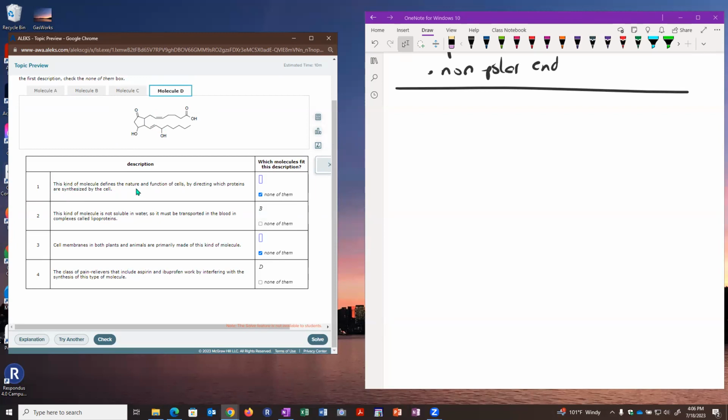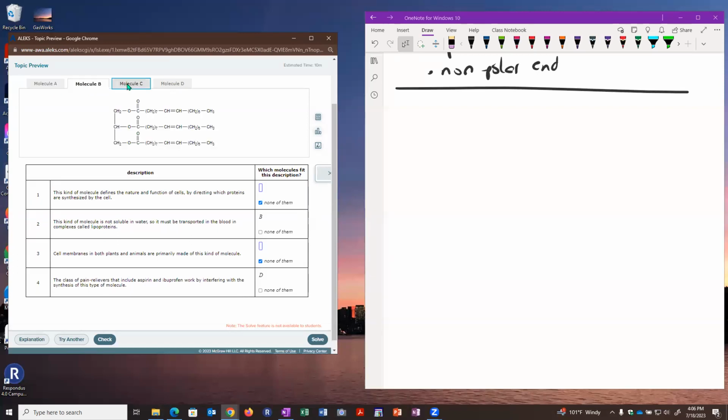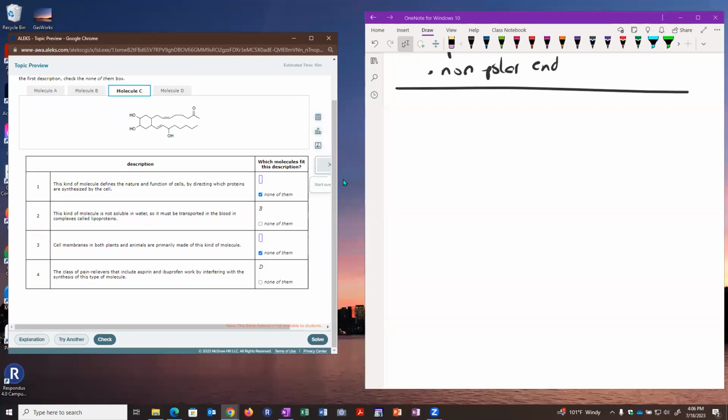Number 1, this kind of molecule defines the nature and function of cells by directing which proteins are synthesized. That's a classic definition of nucleic acids, and that actually isn't in any of these. Nucleic acids actually come in a couple of chapters down the road.